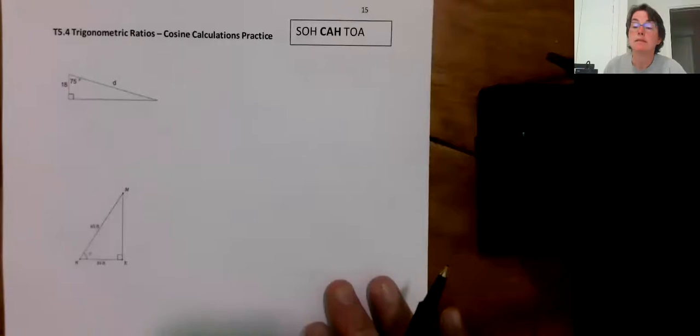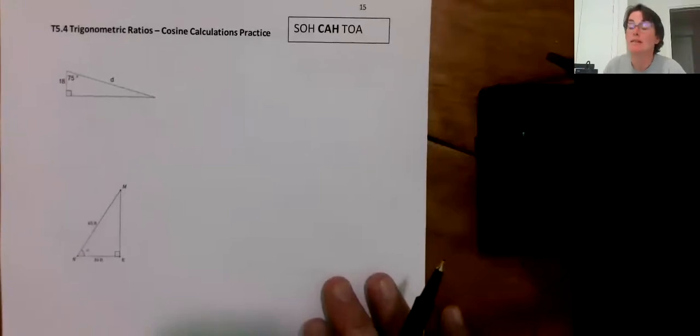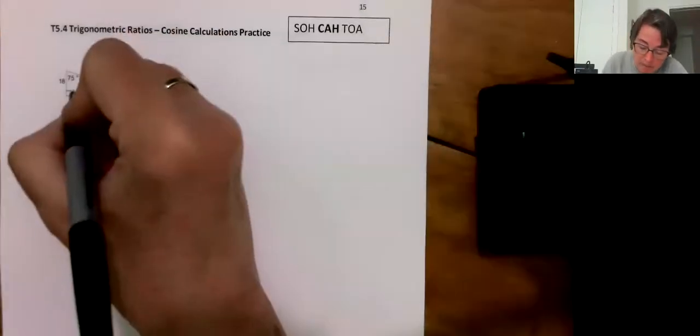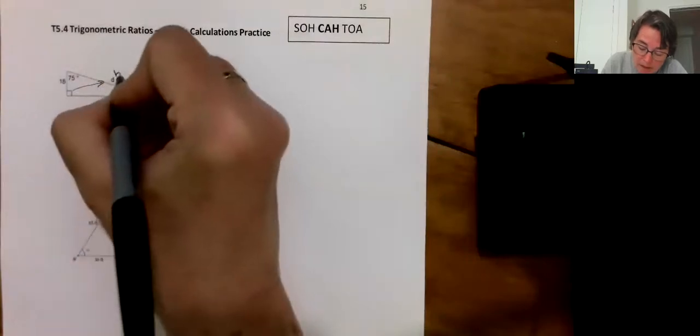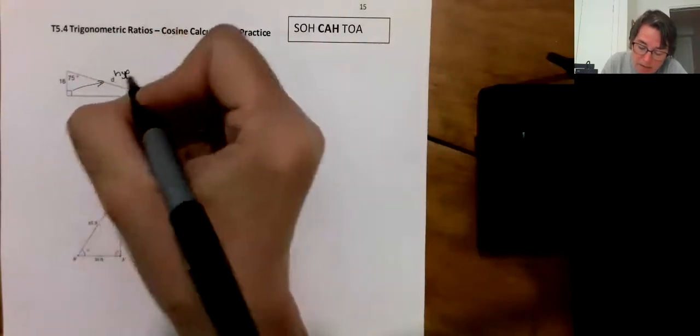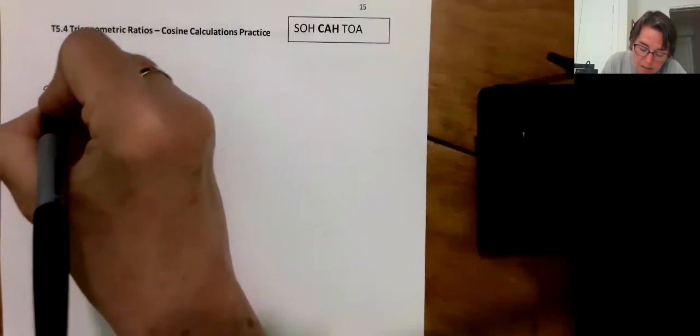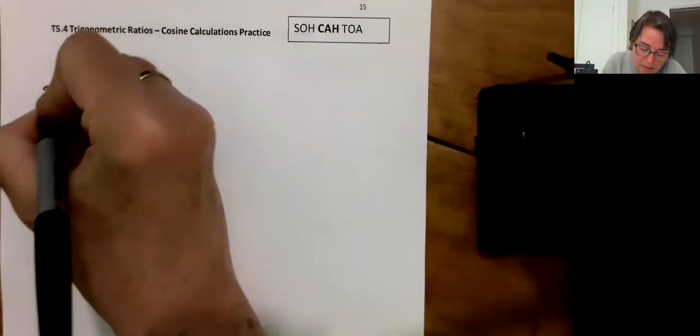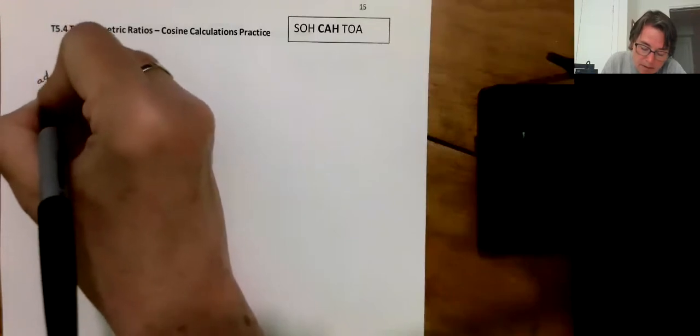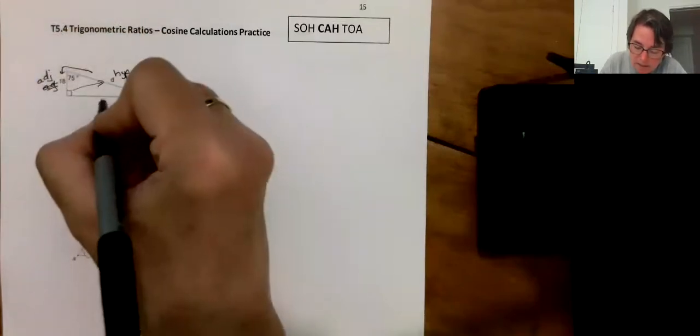First things always, just label the triangle. All right, so there's my hypotenuse. Go around the corner where the angle is. So this is my adjacent. Whoopsies, trying to put two at once. And this is opposite.